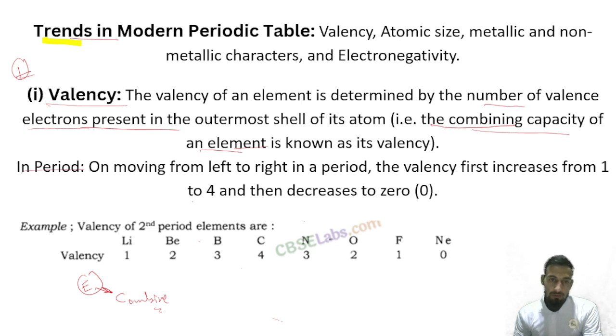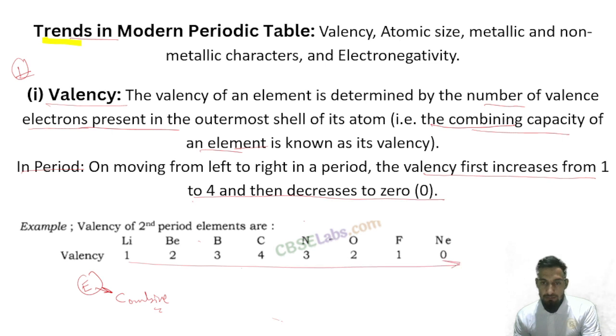So we need to know the trend along the period. So on moving from left to right in a period, the valency first increases from 1 to 4 and then decreases from 4 to 0. तो पहले increase होती है along the period and then it decreases from 4 to 0. So the maximum value of valency is 4, that is at the center of the period we can say.